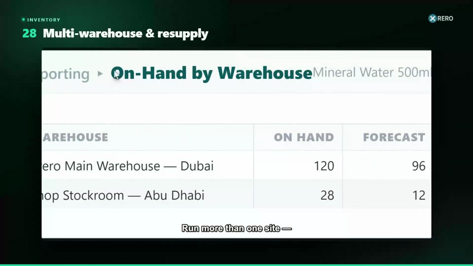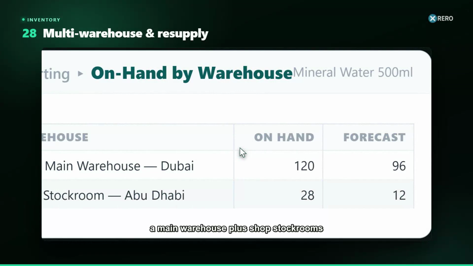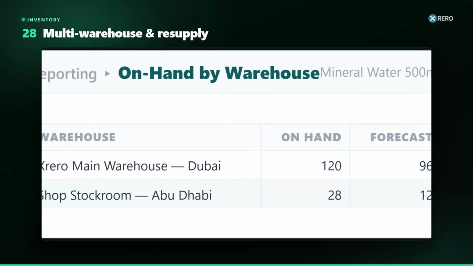Run more than one site. A main warehouse plus shop stockrooms, and Xrero tracks stock per warehouse. Resupply routes let one warehouse automatically request stock from another, and you can choose which warehouse fulfills each sale.